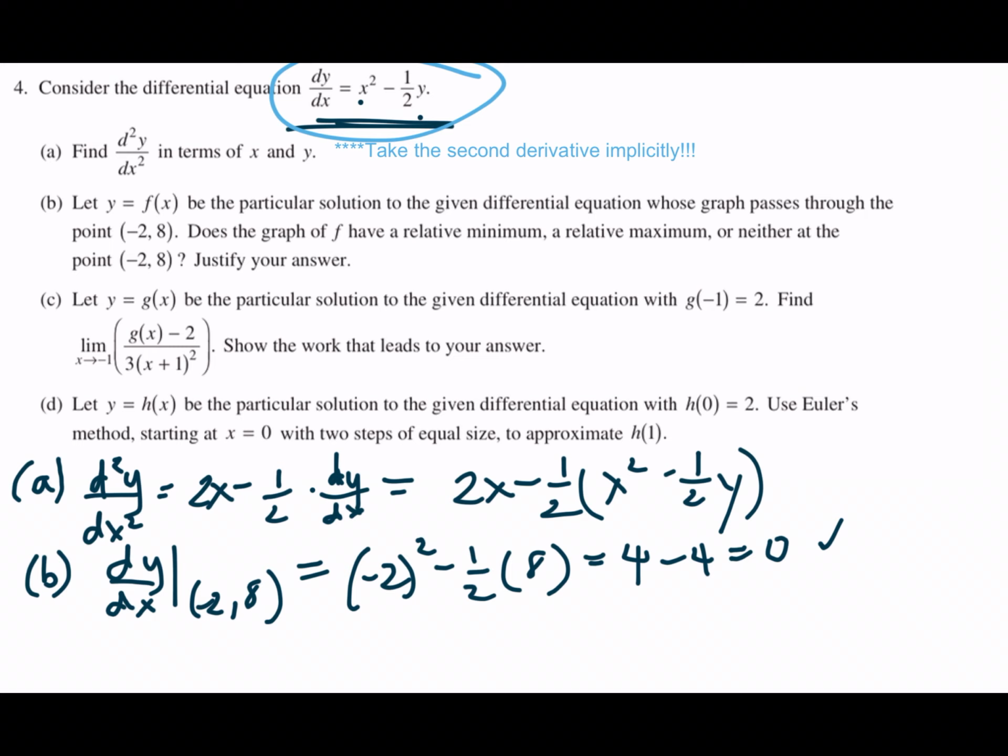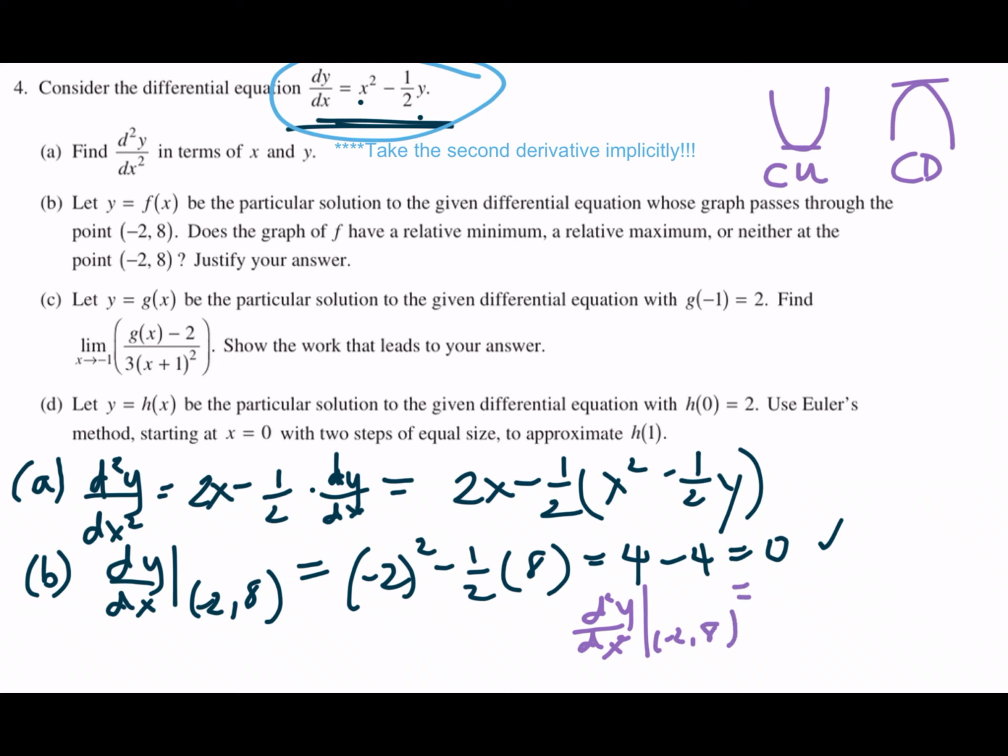Hopefully, if you think about it, the backup plan for when you have a horizontal tangent but you can't do a sign chart is to consider the concavity of the graph. If my graph is concave up, then I have a local min, and if my graph is concave down, then I have a local max at that point of horizontal tangency. So the next thing I need to consider is the value of my second derivative at this same point, (-2, 8).